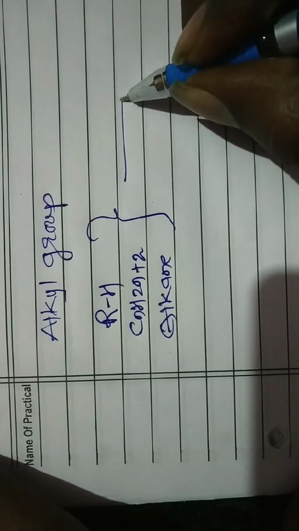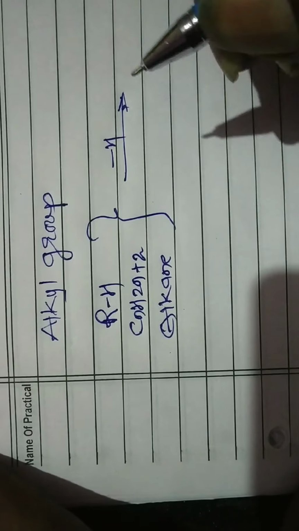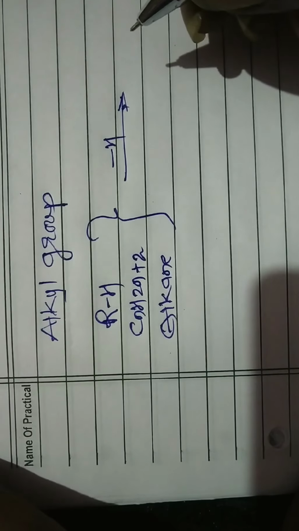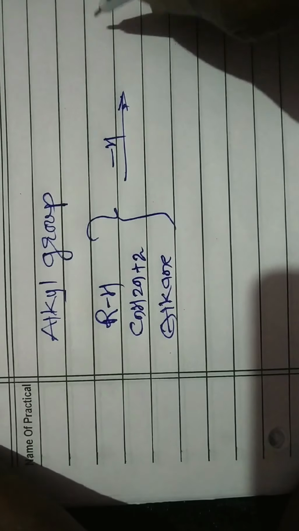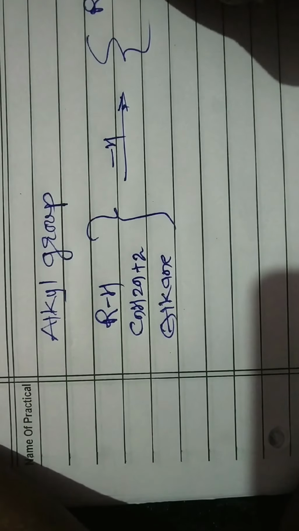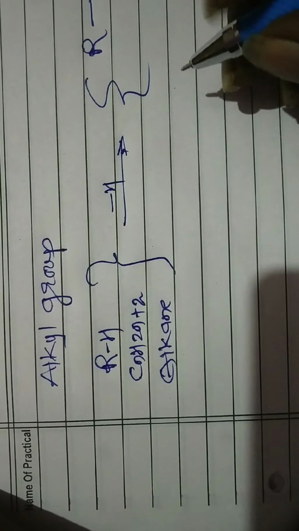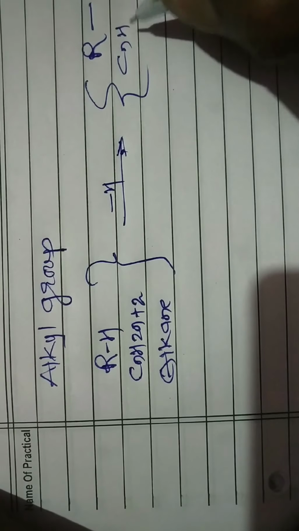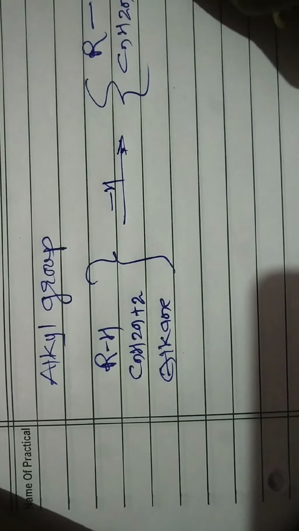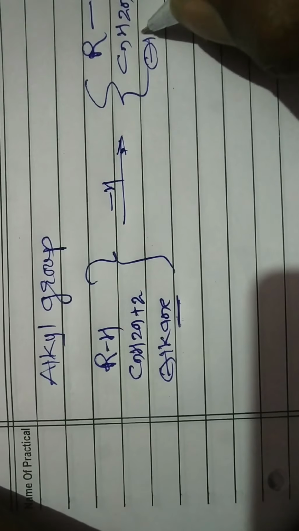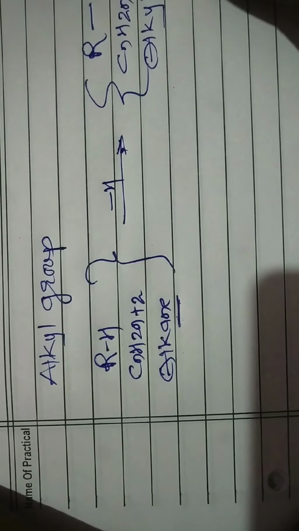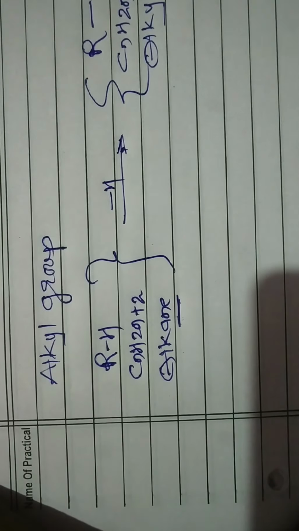We write it as alk-ANE. If a hydrogen atom is removed from an alkane, we get the alkyl group R. It is also known as an alkyl radical. It has the formula CnH2n+1, and now the ANE from alkane is replaced by Yl. So the group is an alkyl group or alkyl radical.